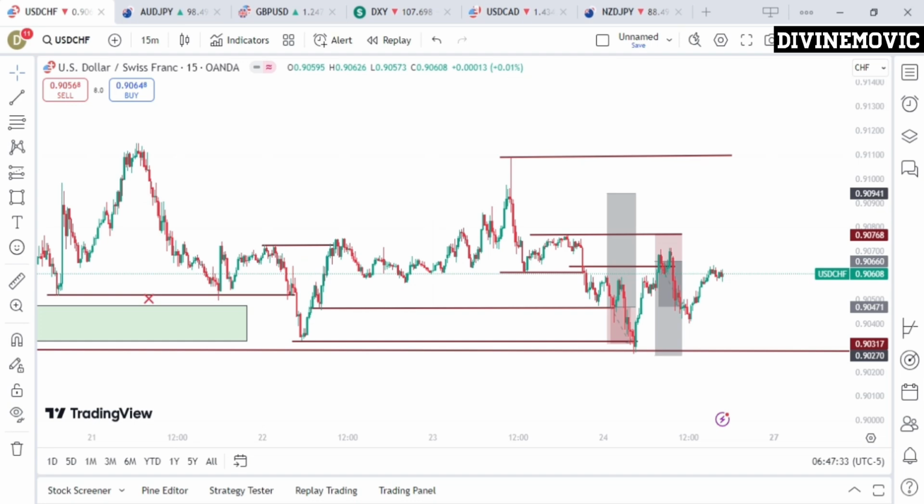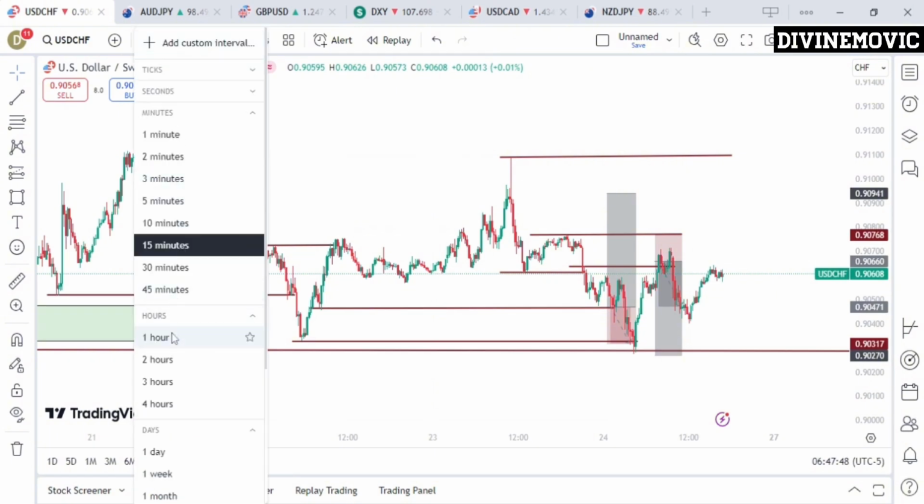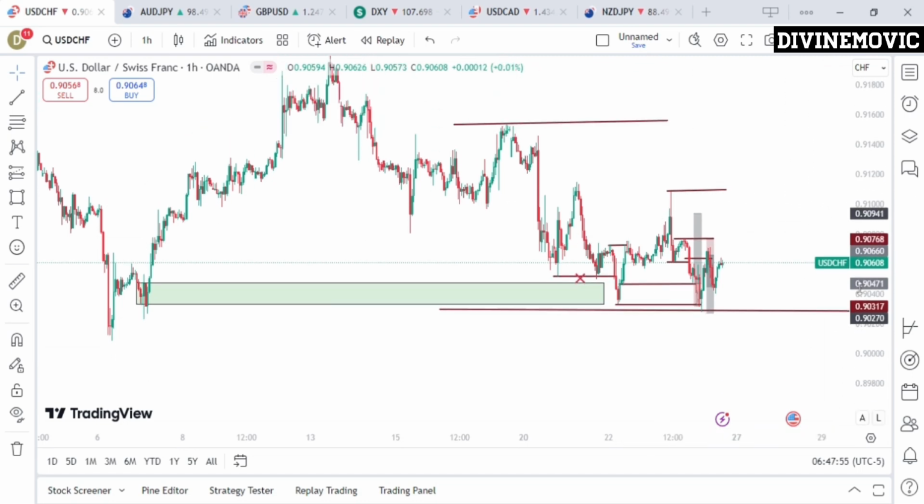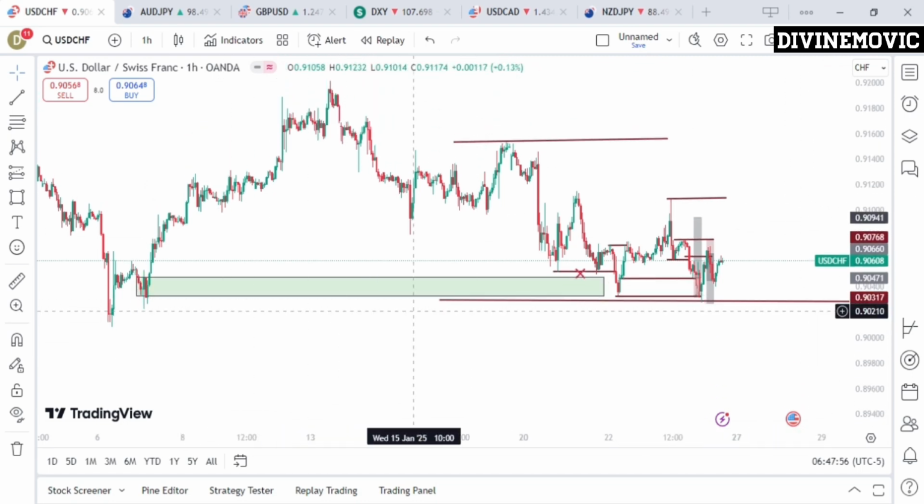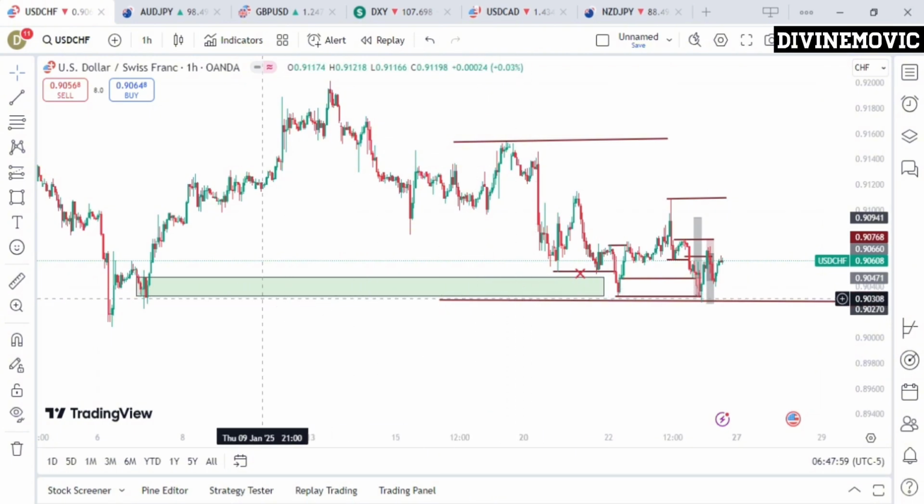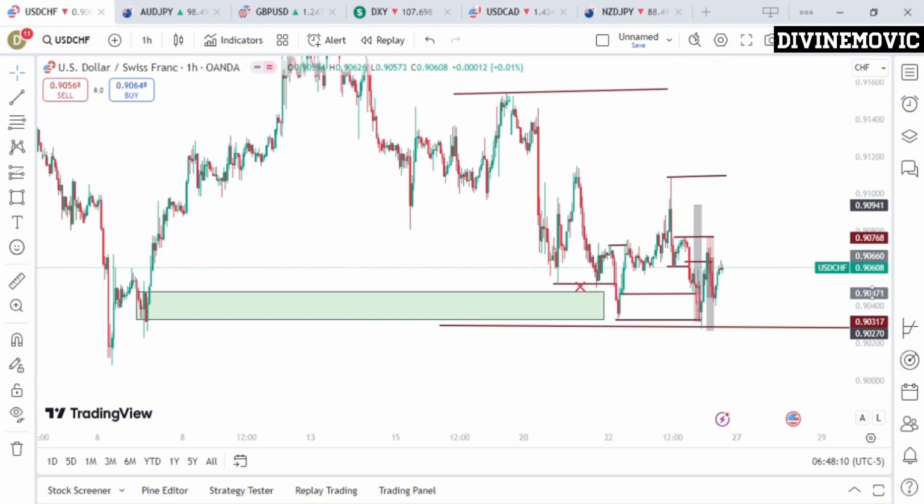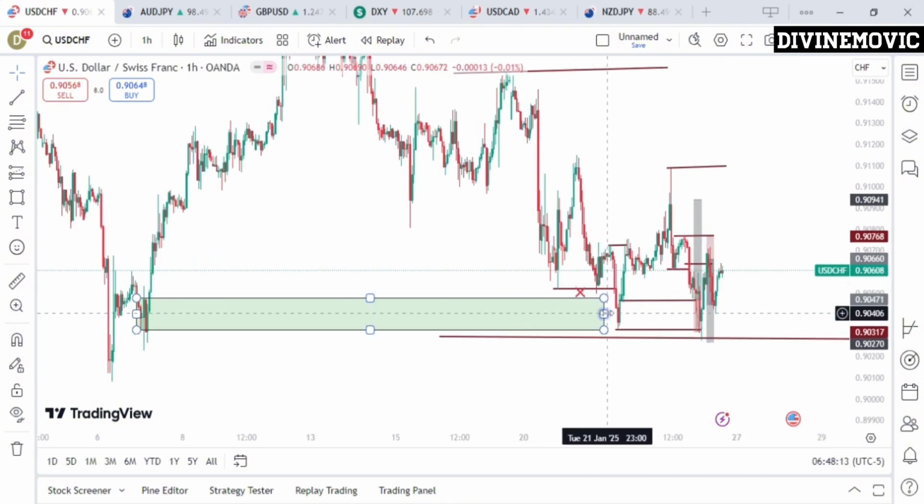Remember, my focus is simply to identify a valid point of interest. And for me to identify a valid point of interest, it has to be on the 1 hour time frame. Let me go to the 1 hour time frame and show you my point of interest. Now, if you look closely, this is my demand point of interest, right? This is my demand point of interest. The first thing I'm looking for. The second thing I'm looking for is to see if there's any liquidity that will power the point of interest. And as you can see, there's liquidity here that will power the point of interest.